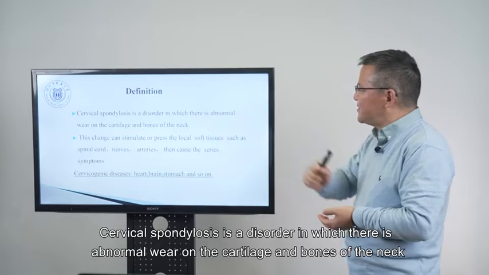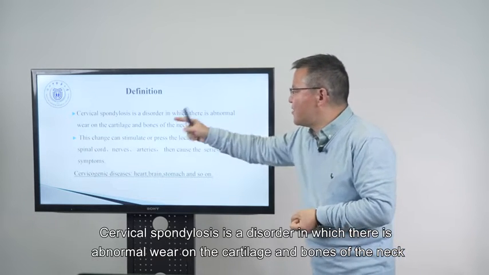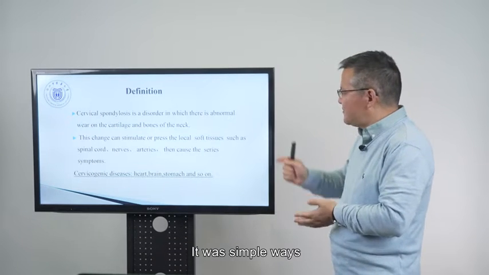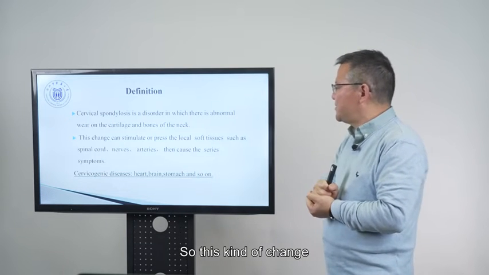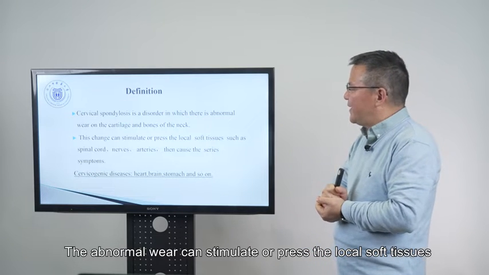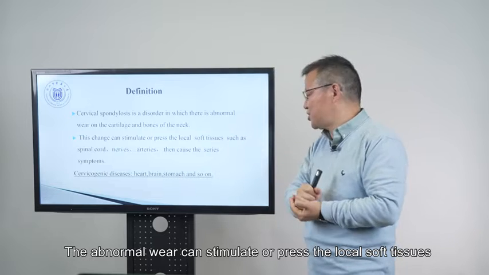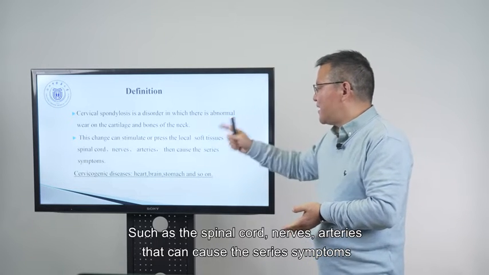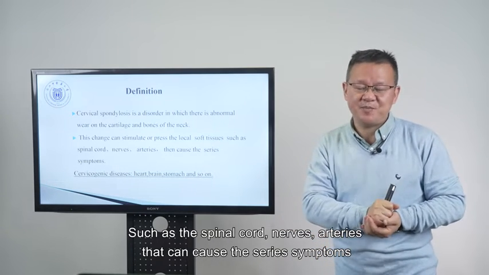So cervical spondylosis is a disorder in which there is abnormal wear on the cartilage and the bones of the neck. Here is just a simple way to put it. What kind of change is this? It means the abnormal swelling can stimulate or oppress the local soft tissues, such as the spinal cord, the nerves, and arteries, and then can cause a series of symptoms.